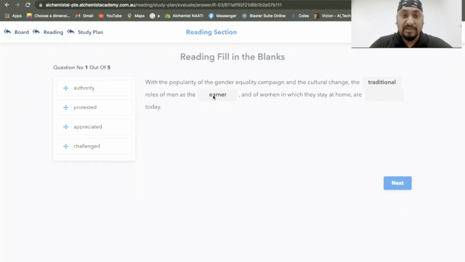And the women in which they stay at home are dash today. After the word are, you need a verb. So the verbs are protested, appreciated, and challenged. So a traditional role is, can it be challenged? Maybe. Can it be appreciated? Maybe. Can it be protested? Maybe. But protested by whom? There's no one, it doesn't say it's being protested by whom. So I would not put appreciated. The best one that goes with the sense of the sentences, I would say, is are challenged. In this case, I think challenged is the one that fits in the best. Okay, let's move to the next one.